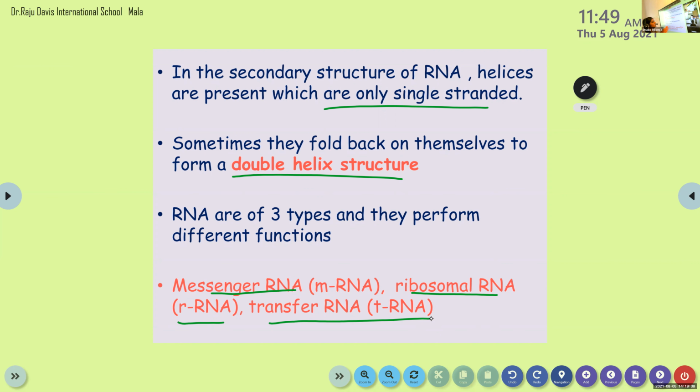Messenger, that means the message will be transmitted through this messenger RNA. Ribosomal RNA is for protein synthesis purposes. Then transfer RNA will transfer information. So these are three types of RNA. And you have to remember, in the secondary structure, this RNA will remain a single strand, but sometimes they fold back on themselves to form a double helix structure.